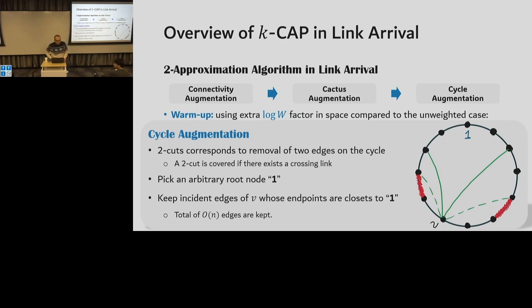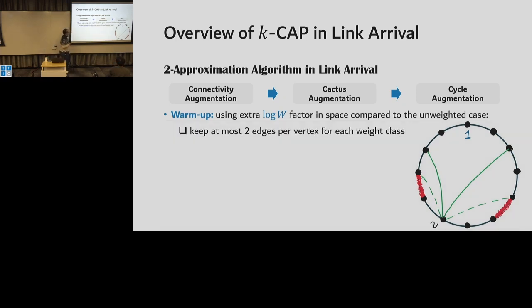Are the reductions from connectivity to cactus and cycle augmentation approximation preserving? Yeah, this is for sure. They're all approximations. So we can just think about cycle augmentation. Yeah, exactly. They're all approximations. Okay.